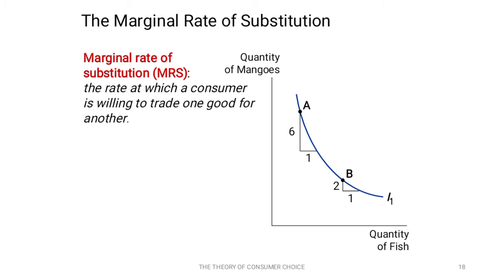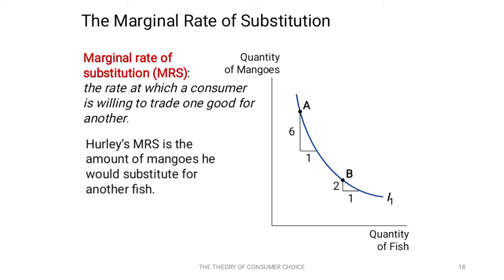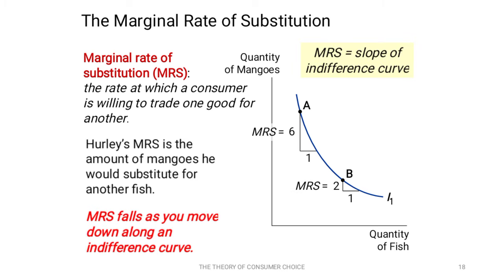The rate at which a consumer is willing to trade off one good for another is what we call the marginal rate of substitution. So Halley's MRS is the amount of mangoes you would substitute for one fish. Okay, so that's the illustration. It's just the same as the slope.